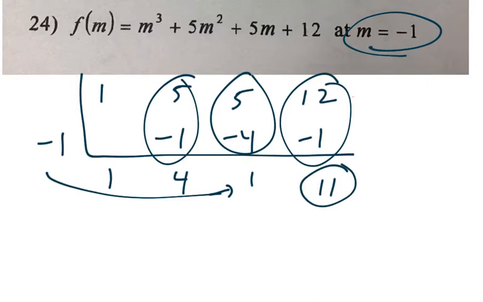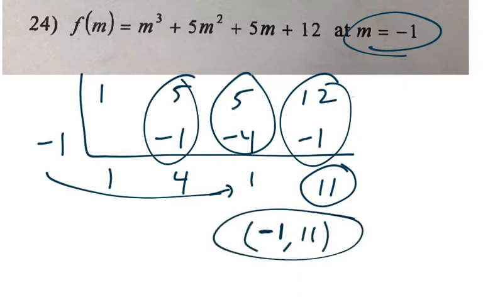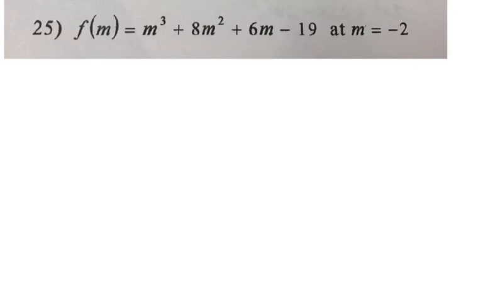What we just figured out is if I plug in negative 1 for the variable m, I get 11 as my result. That is the ordered pair of the graph of the function. Let me show that to you. So negative 1 is supposed to be 11.